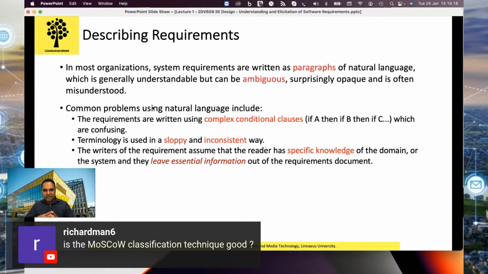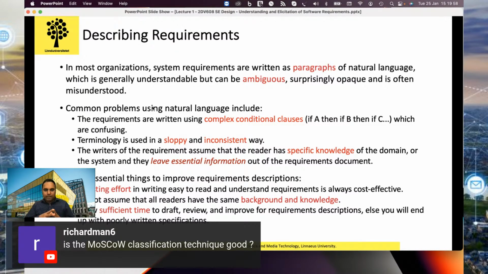If you are using natural language, this is most of the time sloppy and inconsistent. And if you are using natural language, then people who are writing the requirements document, or people who are giving their requirements, might assume by default that the people on the other side of the table have knowledge that they might not have. So describing requirements using natural language always has some challenges.